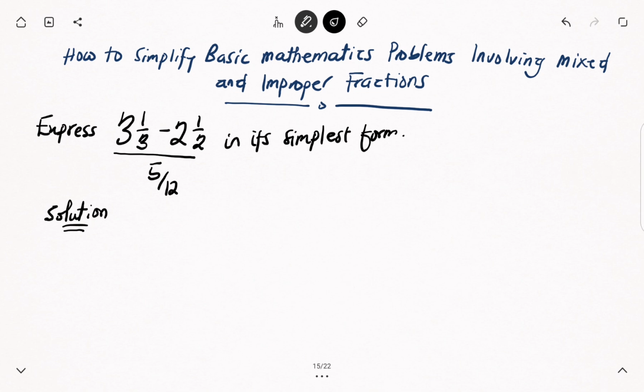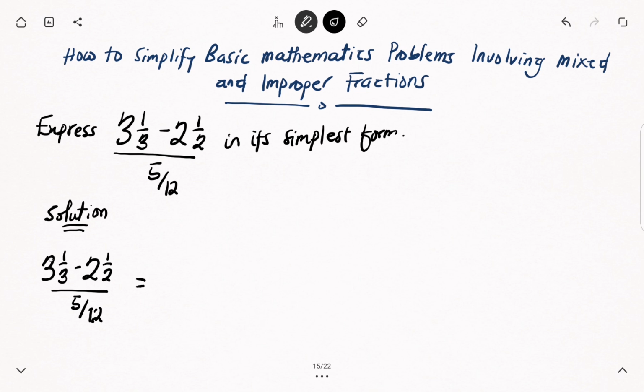Now, when we have an expression like this, the first thing we need to do is to rewrite the mixed fractions that we have into improper fractions before we further simplify. So I'll rewrite the entire equation that I have. So I have 3 whole number 1 over 3 minus 2 whole number 1 over 2 on 5 on 12. Okay, so this is now equal to, I need to convert the mixed fraction I have over here to improper fraction. I do that by taking the whole number and multiplying it by the denominator here, then add the result to the numerator divided by the denominator.